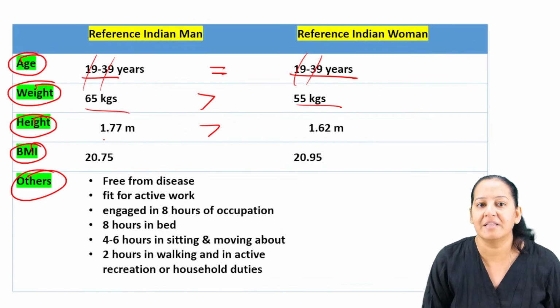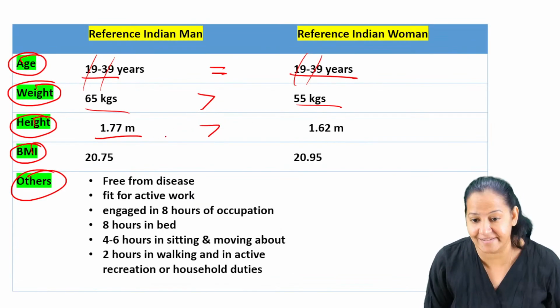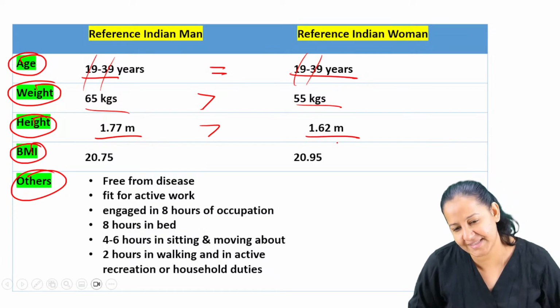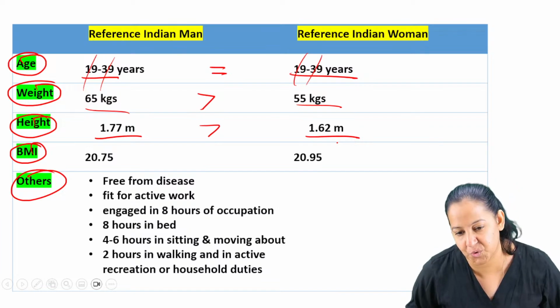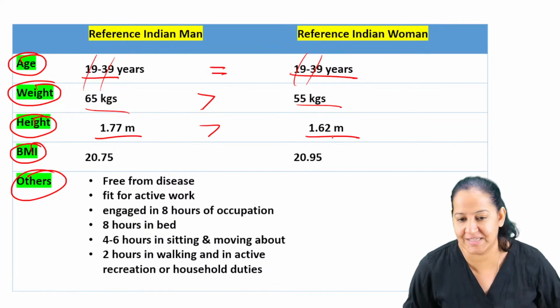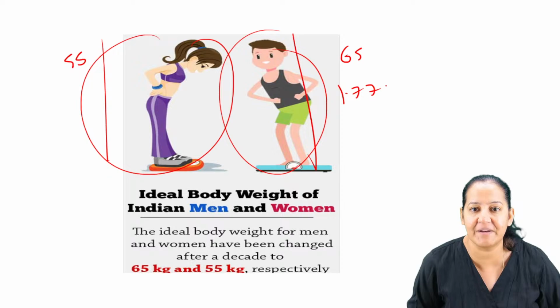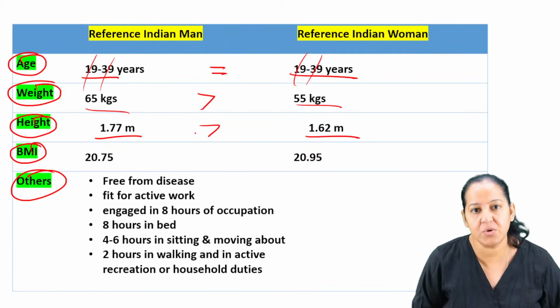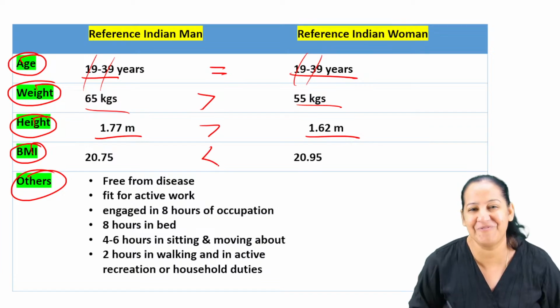Regarding the height, the male is 1.77 meter. It is in meter. And female is 1.62 meter. If you say in centimeter, 177 and 162. 1.77 and 1.62, you have to learn. This is 1.77 meters and this is 1.62 meters. So height is also more in males.